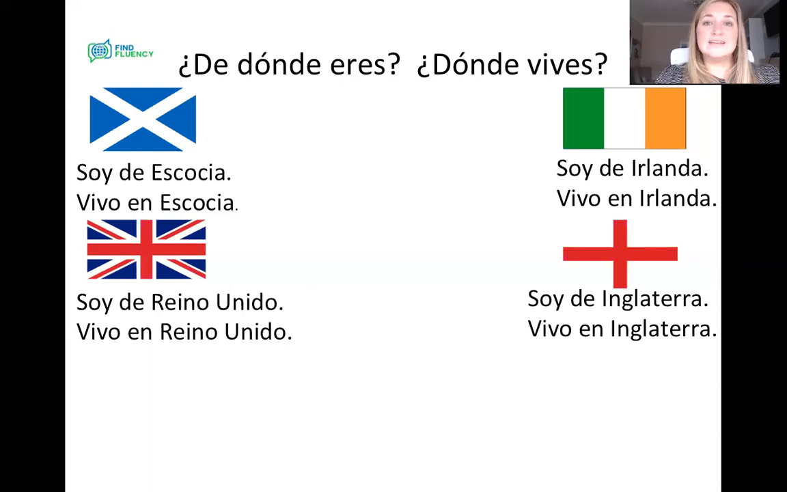Soy de Inglaterra. Vivo en Inglaterra. And pay attention there. You hear the way that I'm rolling that R? When we get a double R like that in Spanish, they really roll it around, right? So, soy de Inglaterra. Vivo en Inglaterra. Takes a little bit of practice to get it right, but it's worth it. Sounds really good.